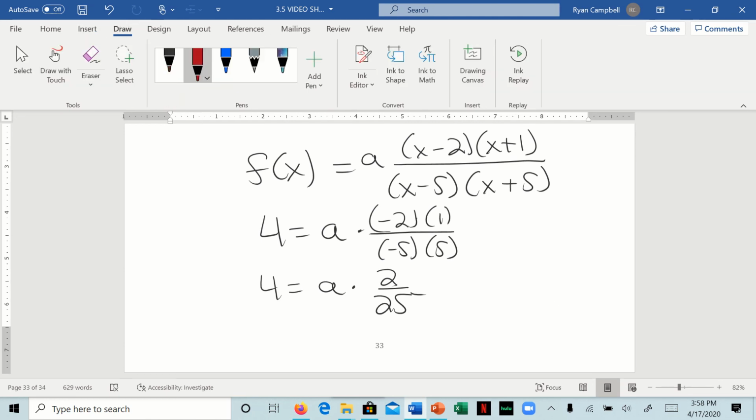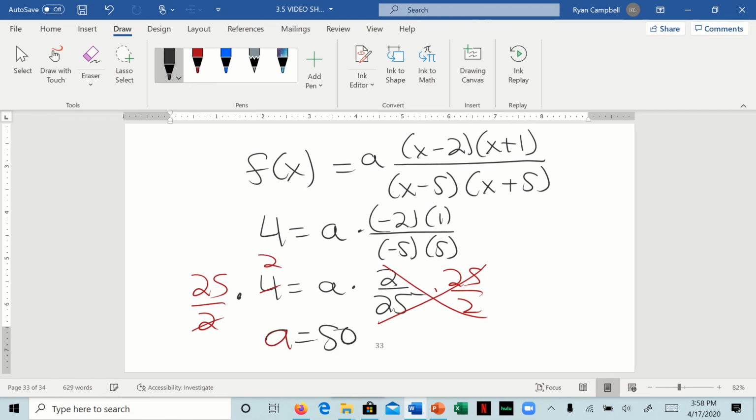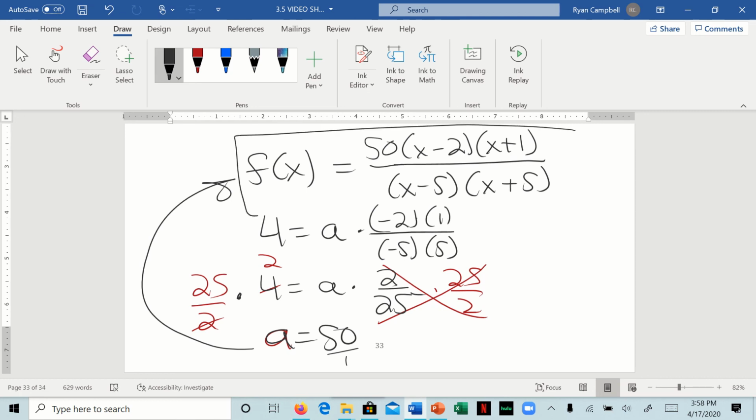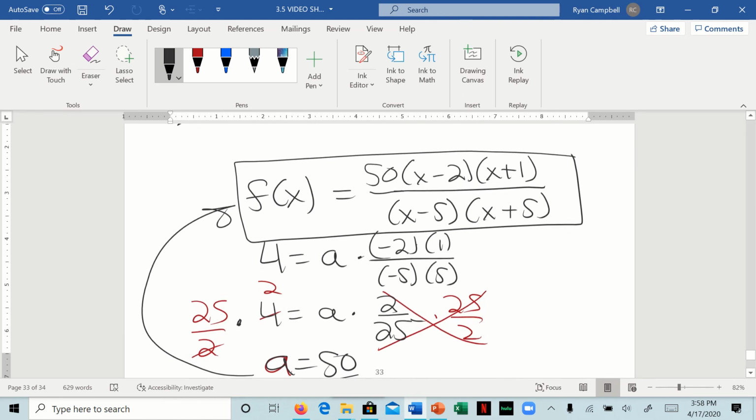So if we multiply by 25 over 2 to both sides, those cancel to get 2. So we see that a is 50. So we plug it back into our equation. Since 50 is 50 over 1, right? We can just plug it in on the top. That's it. We're done with that problem. Last one.